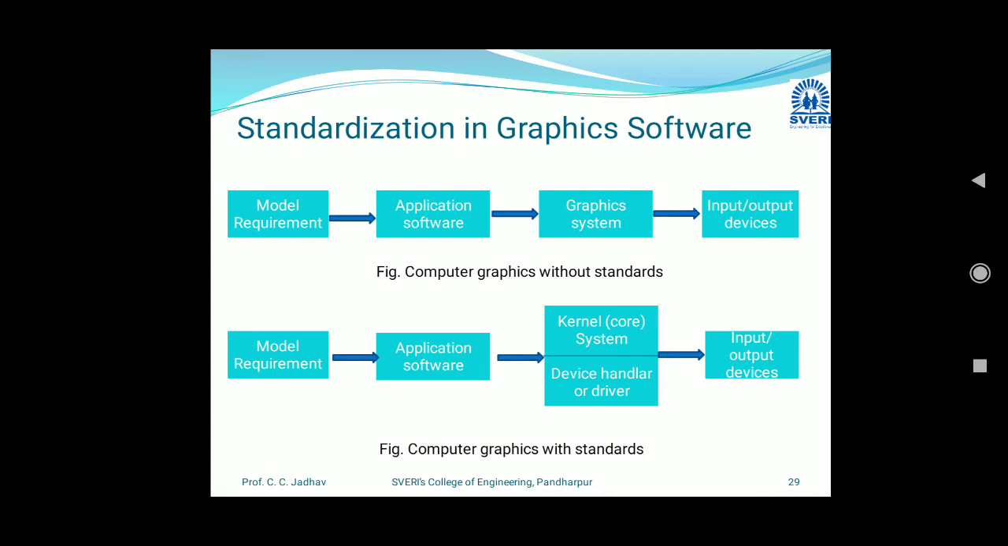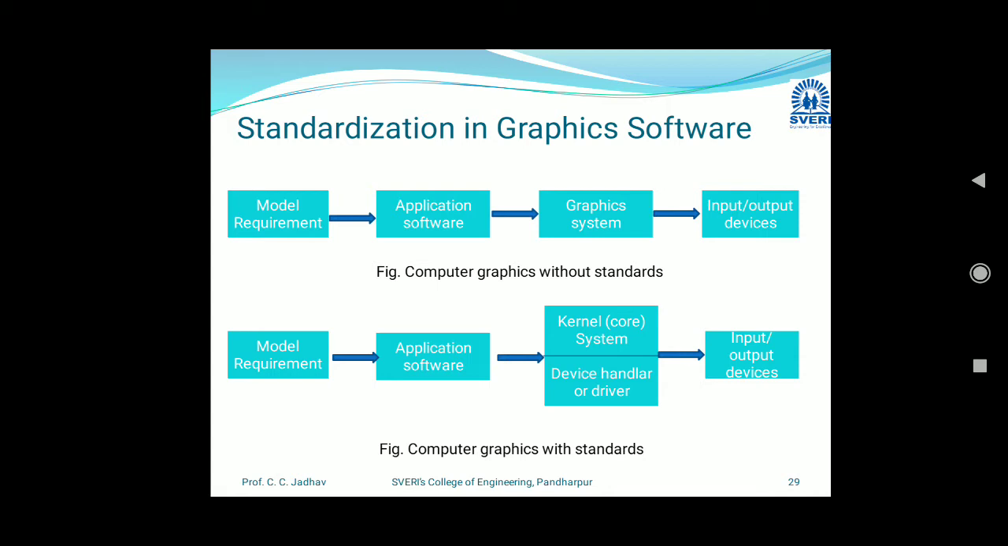That is the first model requirement. Whatever design is there, the requirements. Then we have to do some application in software. We will then transfer that data to the graphic system, that is the display terminal and input output devices. So this is the first, computer graphics without standards. We are using this computer graphics without the standards.